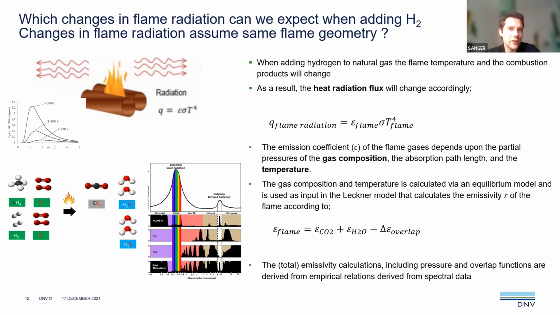And just to give a very simple overview, what we do is we calculate the flue gas composition, and that changes, of course. And then we calculate the emission coefficients via different models, and then also the flame temperature. And then you can calculate how much radiation is coming from the flame. This is, of course, a simple example.